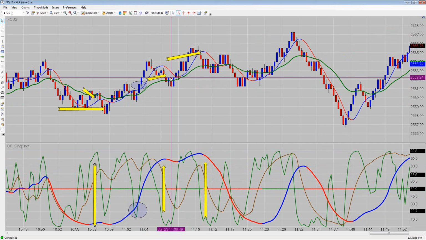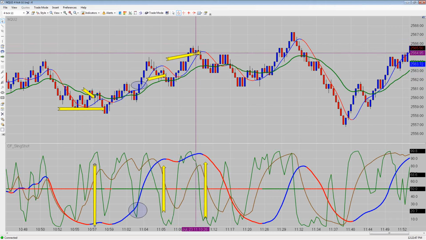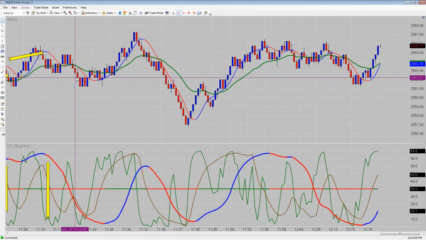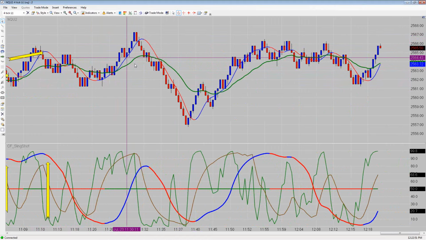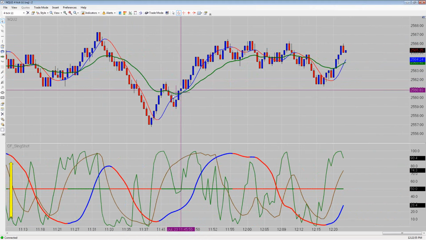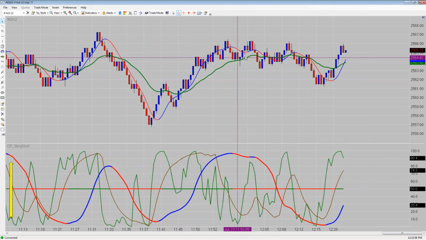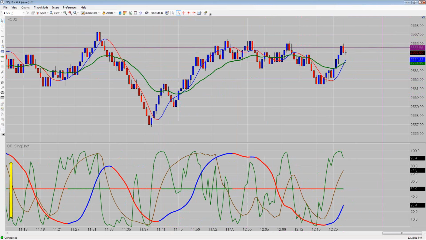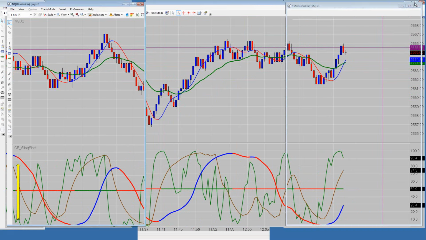I also went long over here after we tested the BBC and had an up close. I went long there and took some profit, and that's what got me at plus 10 ticks. All right, you can see right in here we didn't have anything, and we got into the break period right here. There was nothing going on. There was another opportunity right there, and that's pretty much it. All right? That was the NQ.